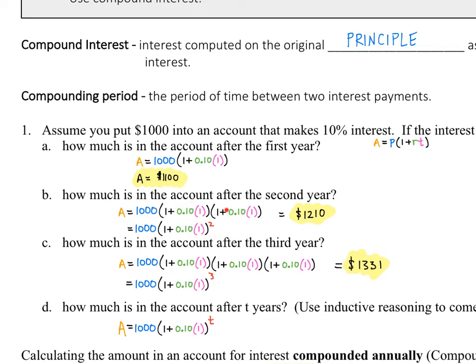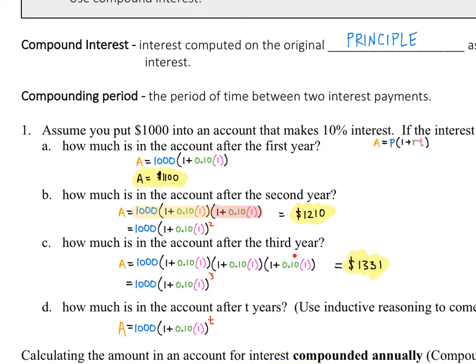Now, how much is in the account after the second year? If this is compounded annually, meaning now I get to compound what I had previously, which is this portion right here, and now we're going to add interest to that, which is this second portion here, what we would get is 1,210. Another way we could write this is 1,000, our principal, times 1 plus our rate times time, raised to the second, because it's sitting in that account 2 years.